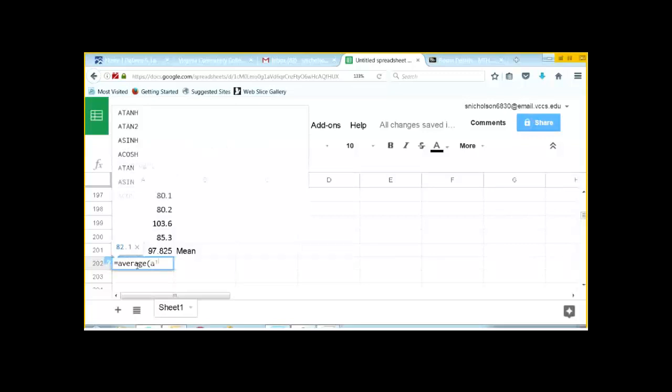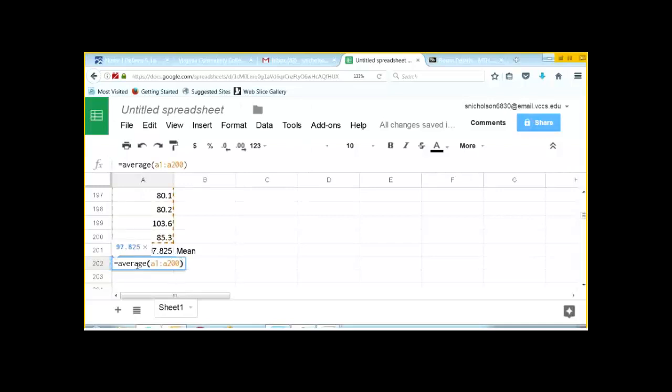So I'm going to use average, and I'm going to go A1 colon A200, and I should get 97.825, which I did. Okay, so that's also the mean. They're the same. One was done manually by adding the numbers up and dividing by the total number of data points, but that's an easy thing for a spreadsheet to do automatically. Okay, so the next thing is the median.